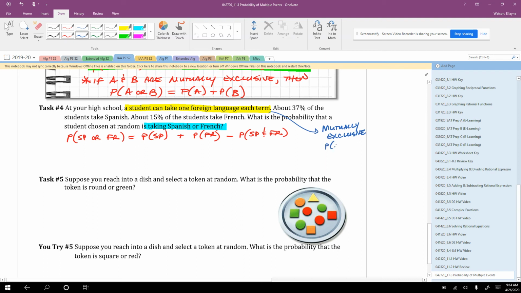Which means the probability of Spanish and French is just equal to 0. So we're going to plug 0 in there. Okay. What about the other two? The probability of Spanish is 37%, so 0.37. French is 15%, so 0.37 plus 0.15, minus 0. Okay, so what do we get here? We add those two together. We get 0.52, so as a percentage, 52%.